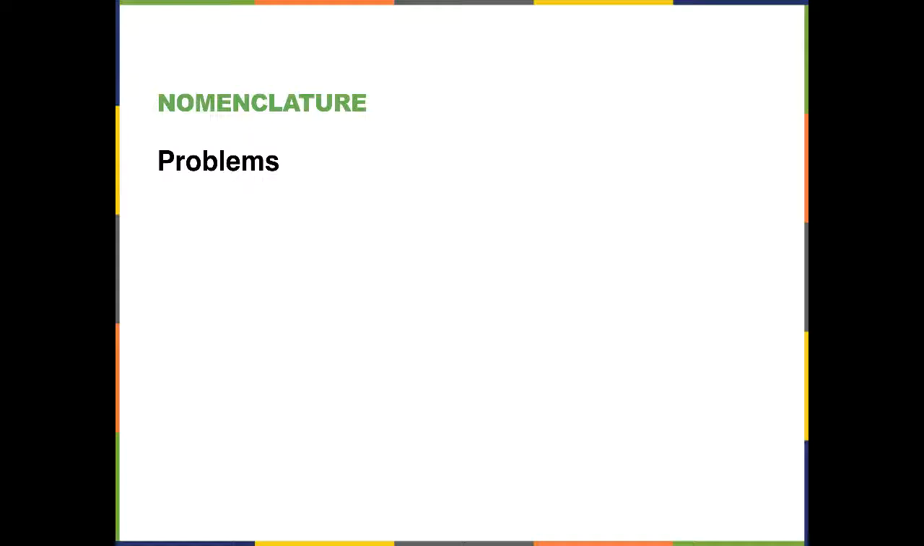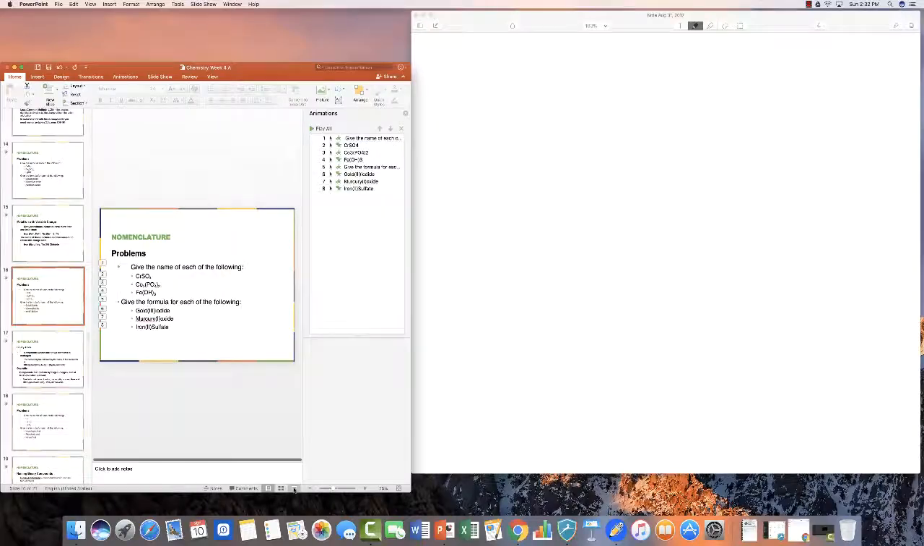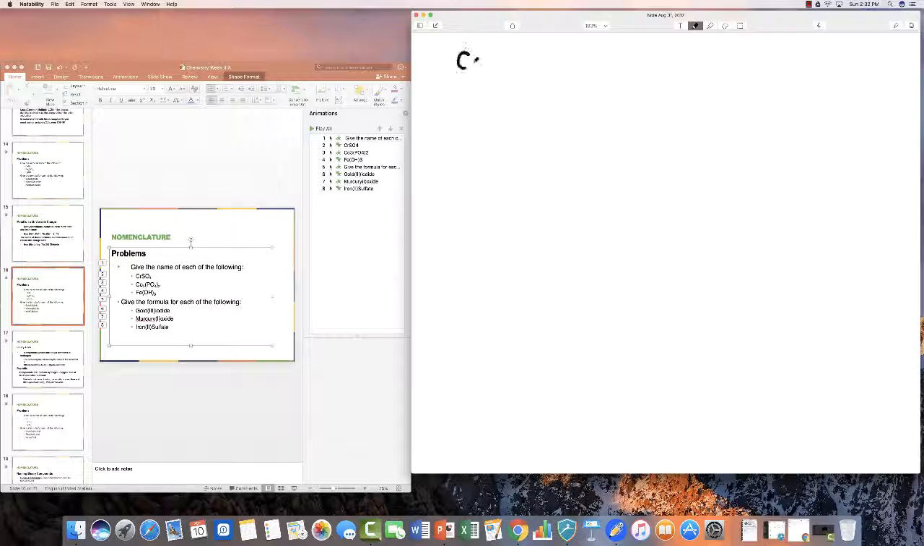So let's do a few examples of this. Let's give the name of each of these various compounds. So first we have Cr, which is chromium, and it's combined with the sulfate polyatomic ion. And we know that sulfate has a charge of -2, so this has to have a charge of +2. So this is going to be chromium 2 sulfate.